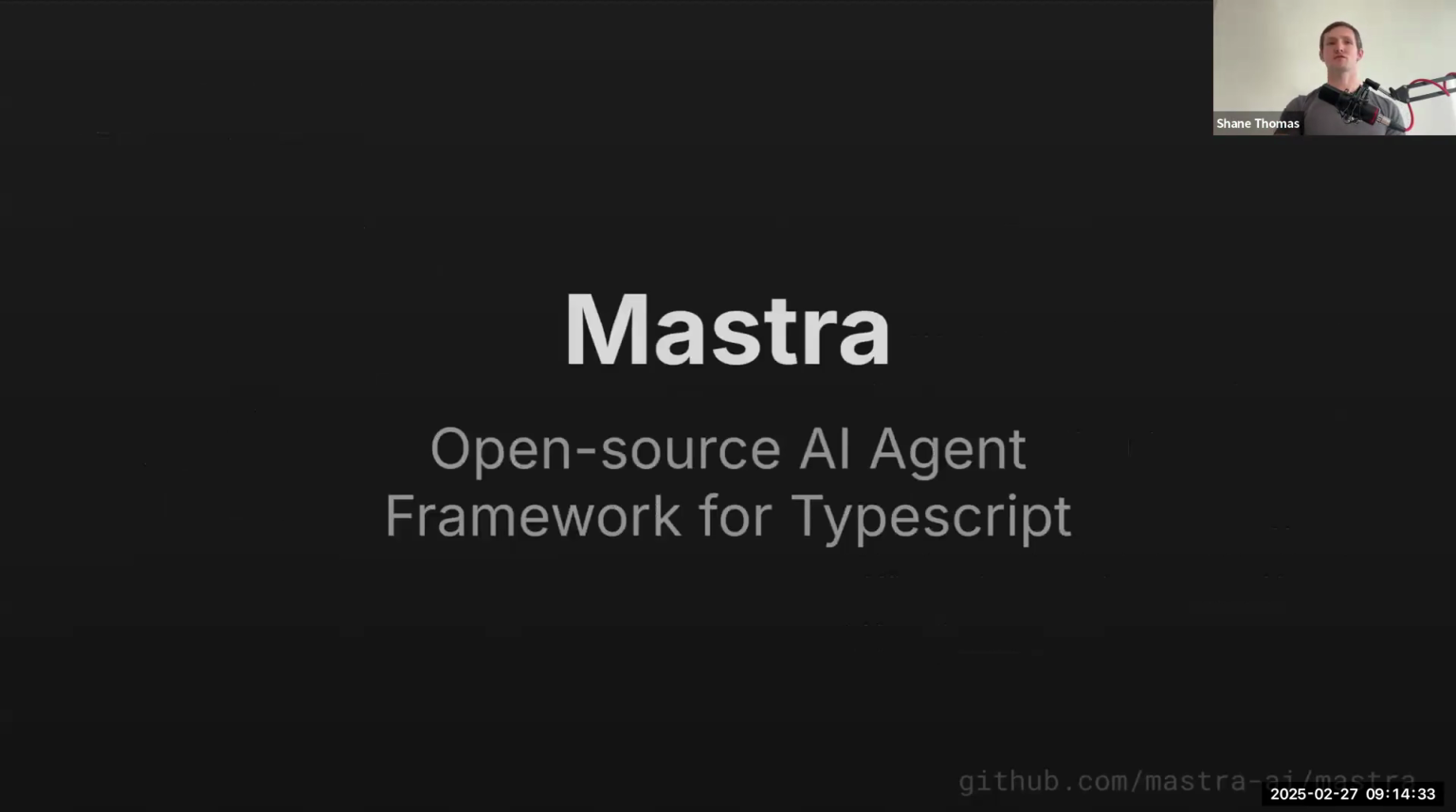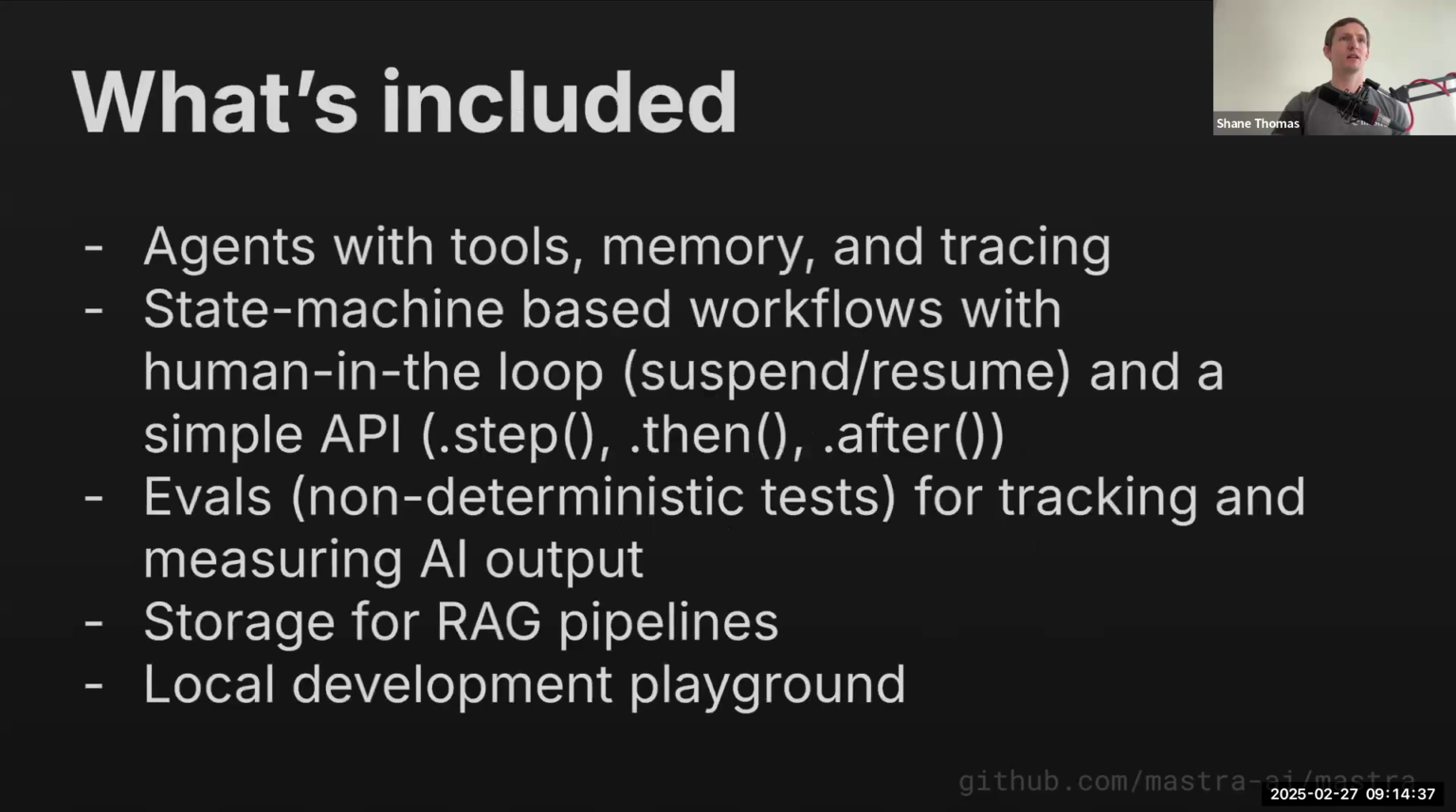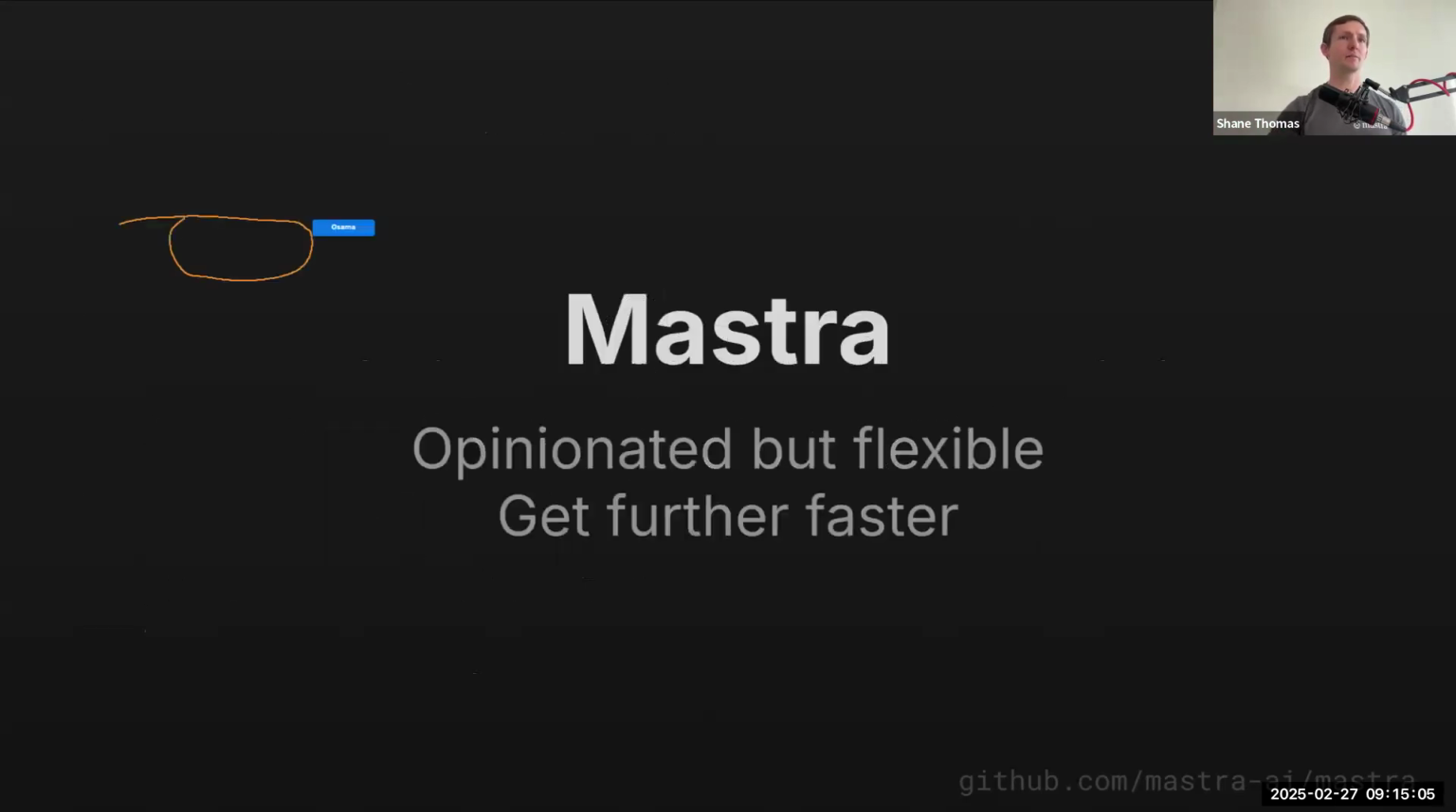So let's talk a little bit about Mastra. Mastra is an open source AI agent framework for TypeScript. It has things like tools, memory, and tracing for agents. It has state machine based workflows, so you can build agentic workflows that can pause and resume if you need humans to interact with things, so you can have that human in the loop. It has evals. It has storage for RAG, or retrieval augmented generation pipelines, so you can pull data in from anywhere. We also have a nice local development playground, which you'll get to see a little bit today.